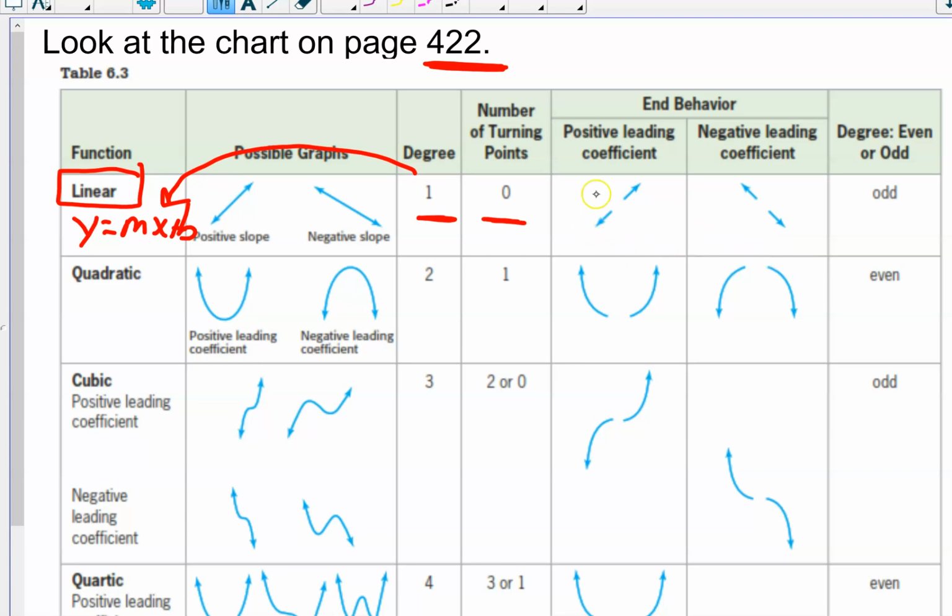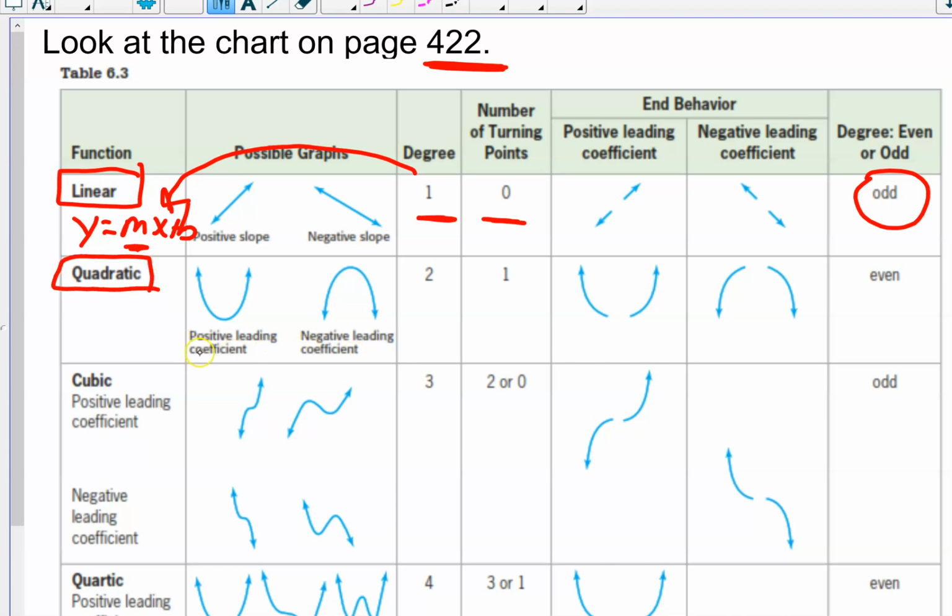And then end behavior, what does that look like? So the end behavior on a positive leading coefficient, when the m is positive, it is going from negative infinity and then it goes to positive infinity, it goes up. This one goes from positive infinity, goes down to negative infinity. And the degree, even or odd, this one's going to be odd because it's to the first power.